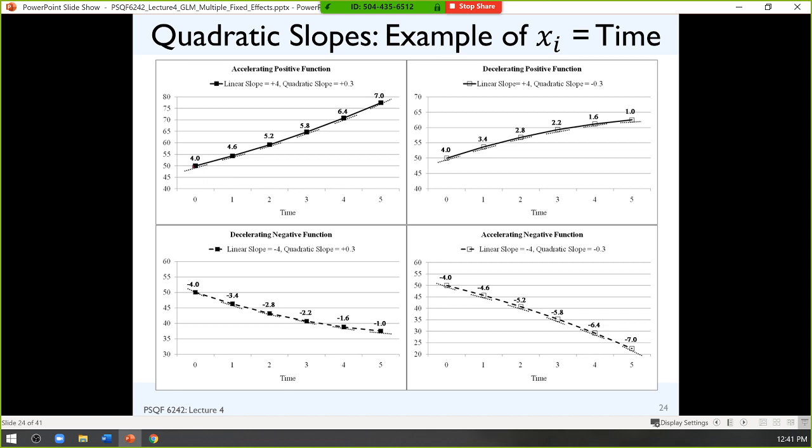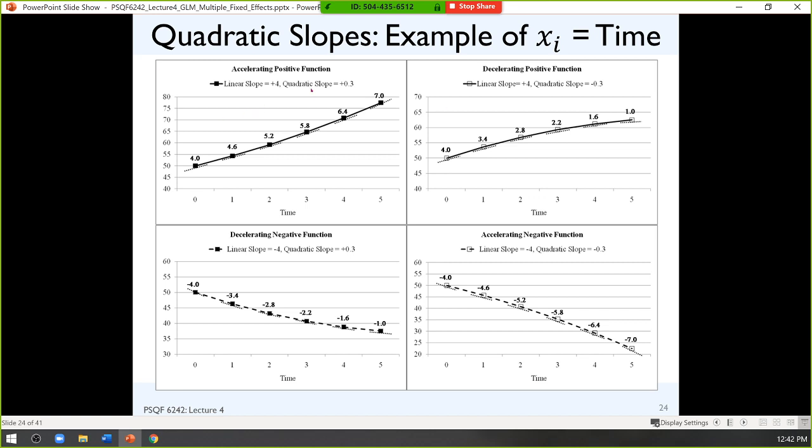So in these functions, time is centered such that the first occasion is the 0 point. So it starts at time 0, then time 1, time 2. That way, the linear slope, the effect of time by itself, is the effect specifically at time 0. In this top left-hand picture, the linear slope at time 0, the slope of the line that's tangent to the curve, the little dotted lines, is 4. So at that point, for every 1 unit increase in time, the outcome is supposed to go up by 4.